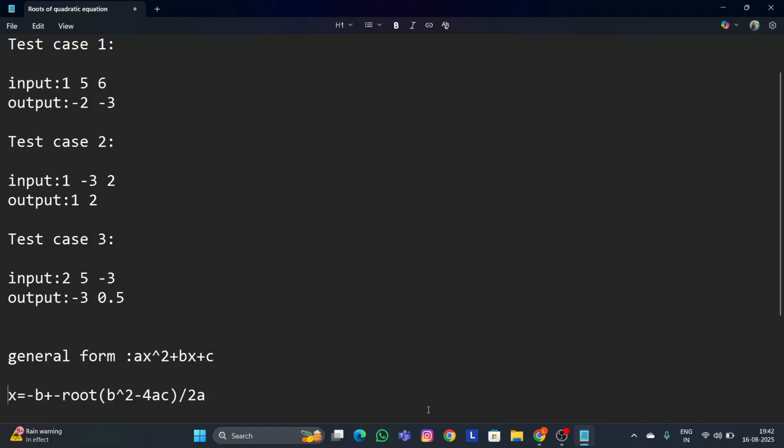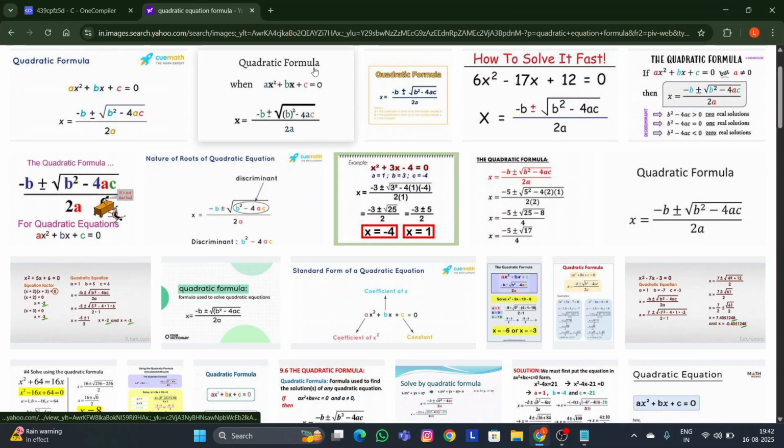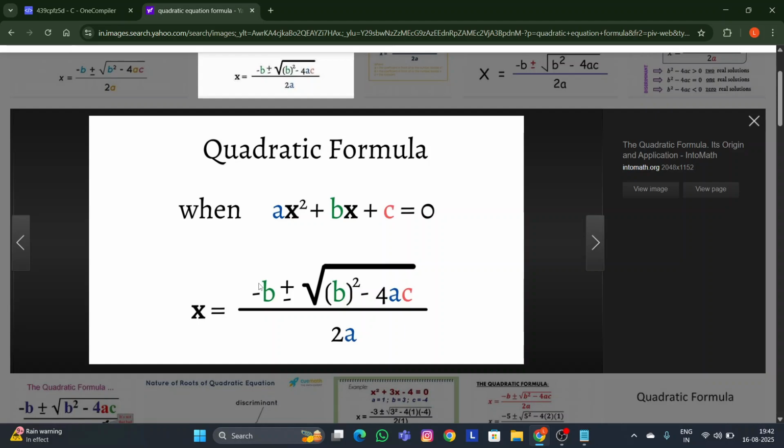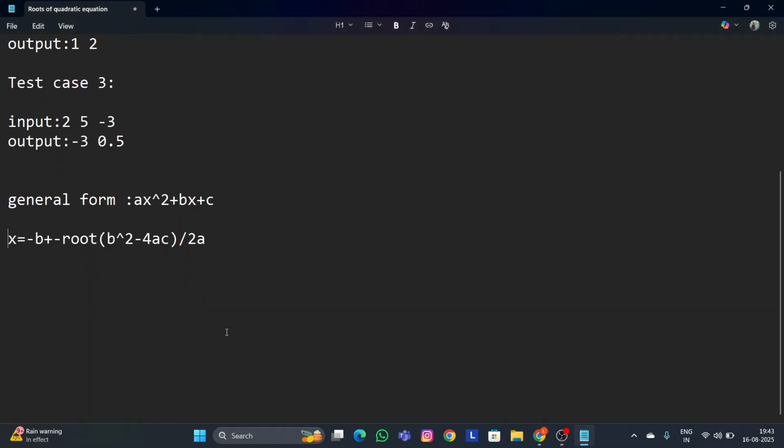Once I will show it on Google. See here, this is the formula: x equals minus b plus or minus under root of b square minus 4ac by 2a. If we write plus here, it is one root of the quadratic equation. If we write minus here, it is the other root of the quadratic equation.